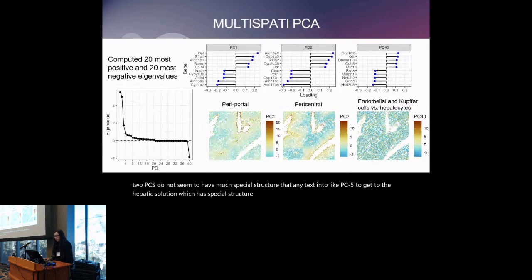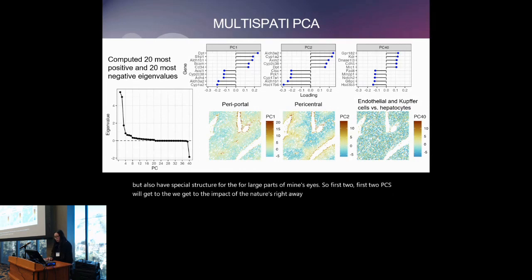In contrast, with multispati PCA, because we have the product of Moran's I and the variance explained, the first PCs would need to not only explain more variance, which will often mean biological relevance, but also have spatial structure for large positive Moran's I. So in the first two PCs, we get to the hepatic zonation right away.